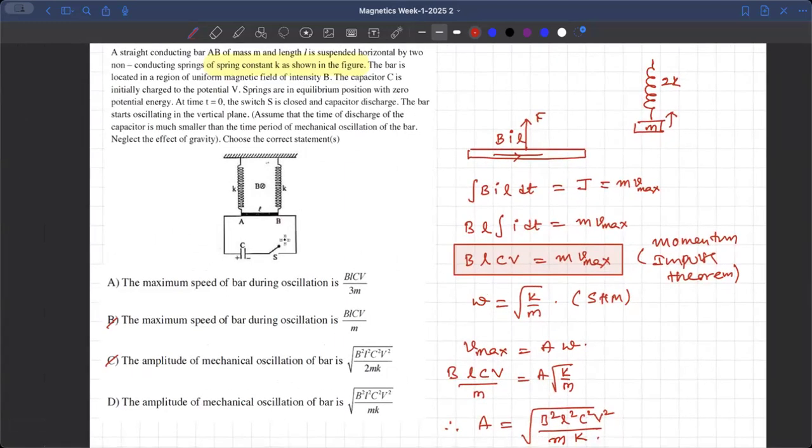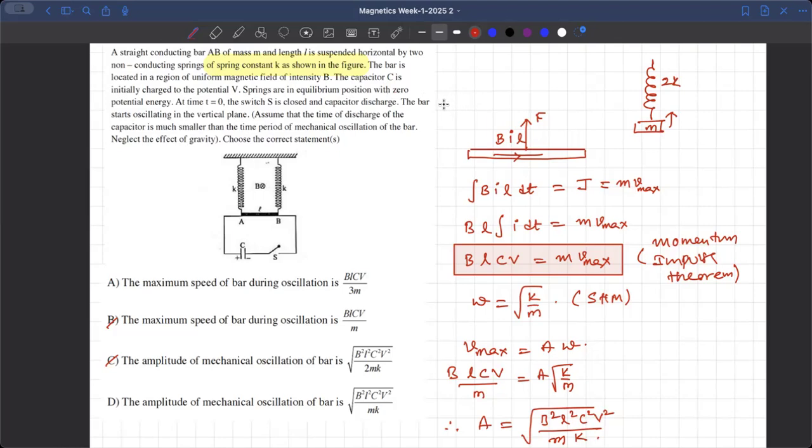A straight conducting bar AB of mass M and length L is suspended horizontally by two non-conducting springs, spring constant K, as shown in the figure. The bar is located in a region of uniform magnetic field of intensity B. The capacitor C is initially charged to a potential difference V.